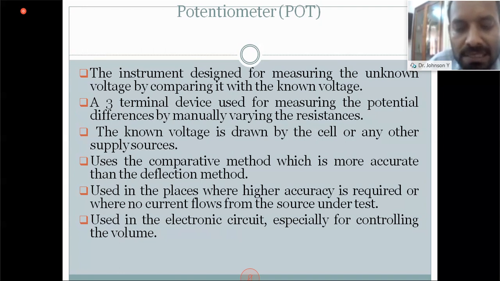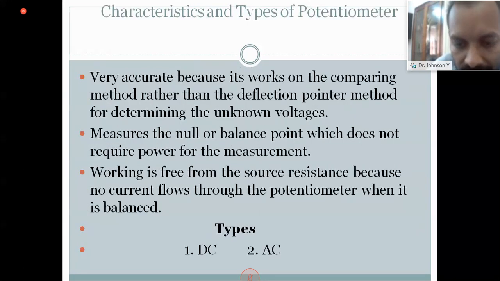And this potentiometer is mainly used in electronic circuits, especially for controlling the volume. For example, in an amplifier, we can change the volume by turning the potentiometer. Actually, we see a knob in front of the amplifier, and that knob corresponds to a potentiometer. When we turn the knob, we change the middle terminal of that potentiometer. So we can discuss in detail by seeing some figures. That will be better.